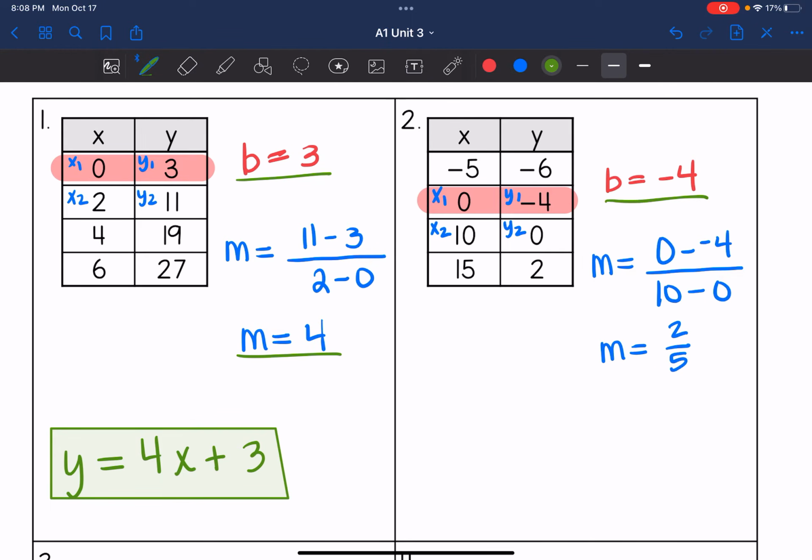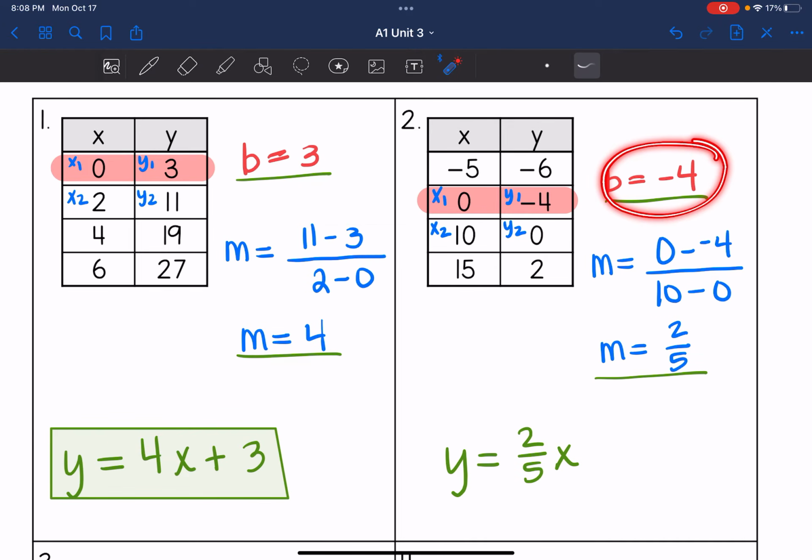Okay, so I have b, I have m. We just got to put them together. y equals 2 over 5x. And because our y-intercept is negative, we're going to put minus 4.